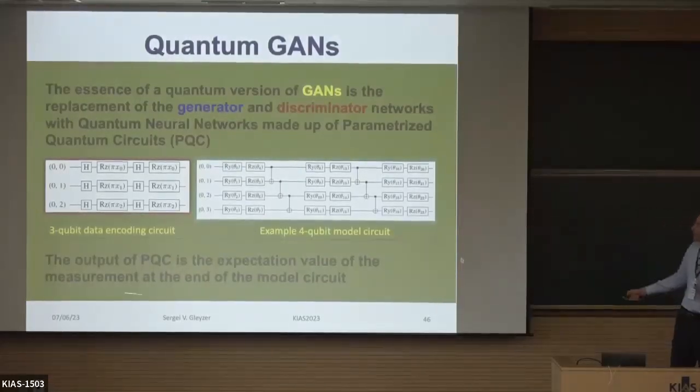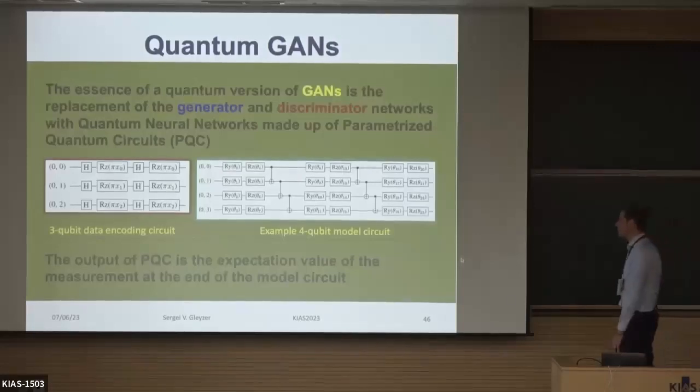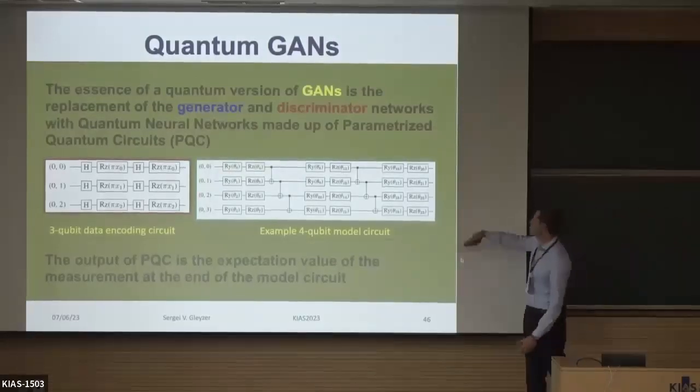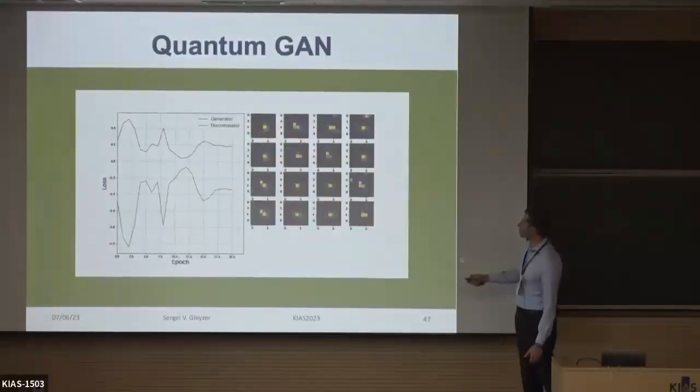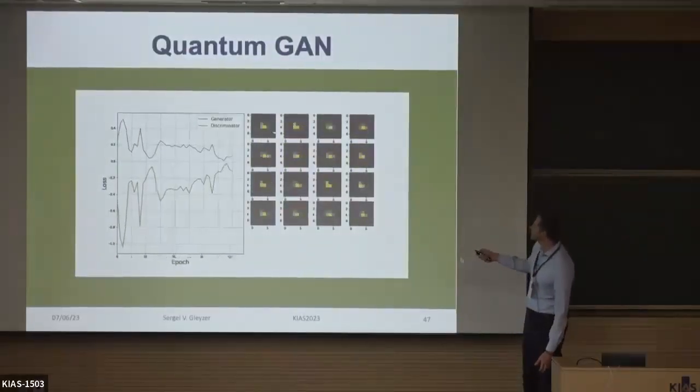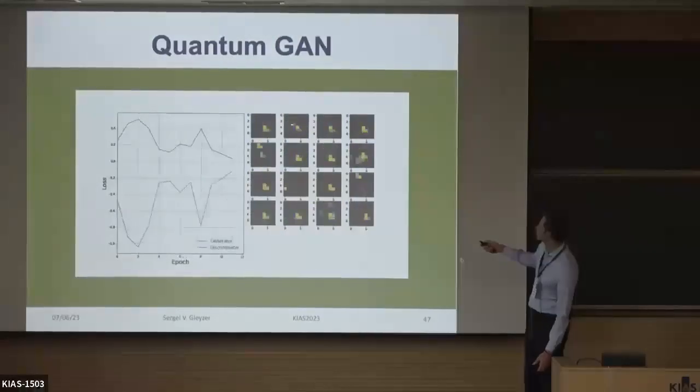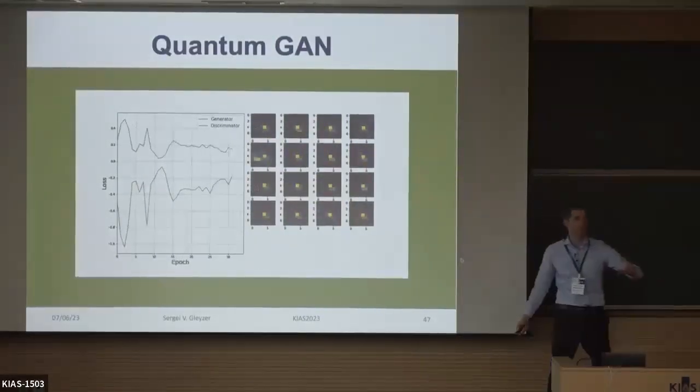The idea here is that the output is the expectation value of your measurement at the end. Then you can go ahead and train these things. I can show you just very basically what happens. You can see that it starts from random noise, and then it starts to look like those in this electron photon example.